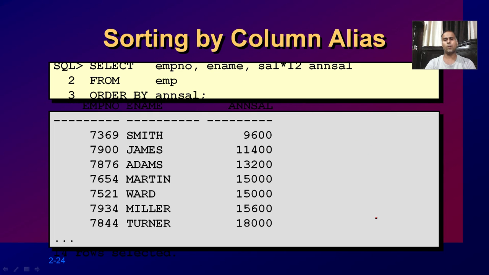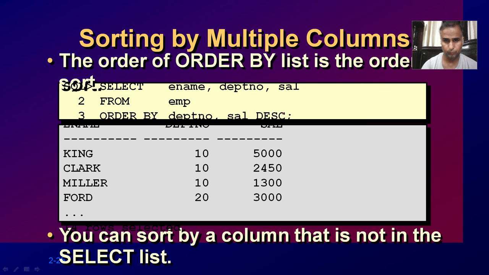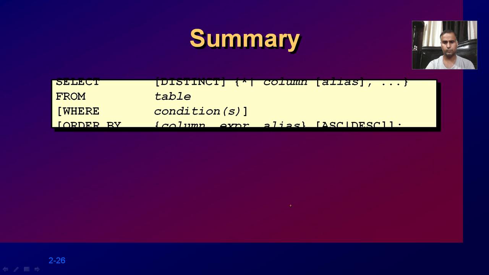So sorting by the column alias. What do you mean by aliasing? We can use a short name. Suppose here you select sal into 12 as annual salary. So here it will put the annual salary. So the order of the ORDER BY list is in order. We can apply the ORDER BY on the sal, and by default it is this order, 10, 20, and salary will be in the descending order, highest salary first, this way.